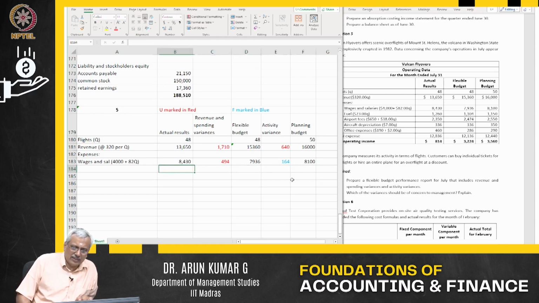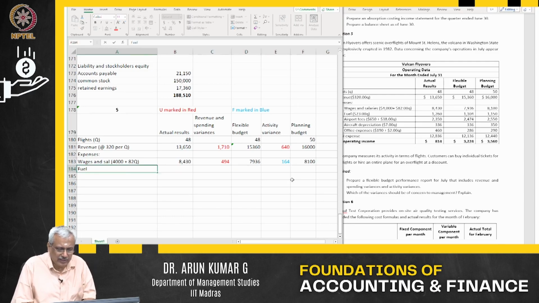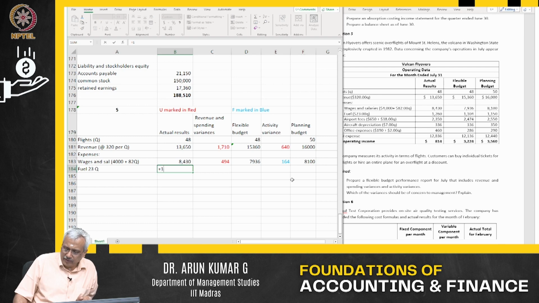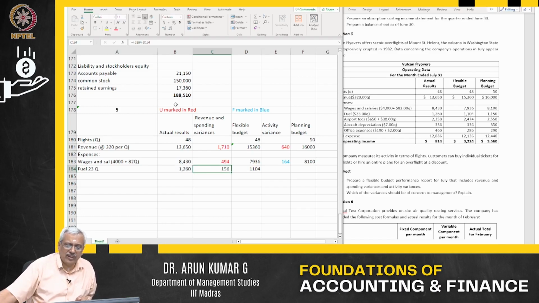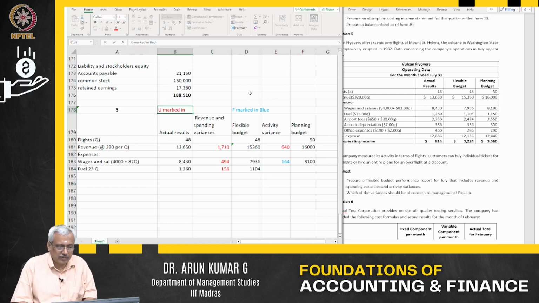Now I will go further. After wages, that is fuel. Fuel is completely variable, 23Q. Actual fuel spent 1,260. Budgeted, what you should have spent, is 48 into 23. You have spent more, so it is an unfavorable variance. Unfavorable marked in red, favorable marked in blue.